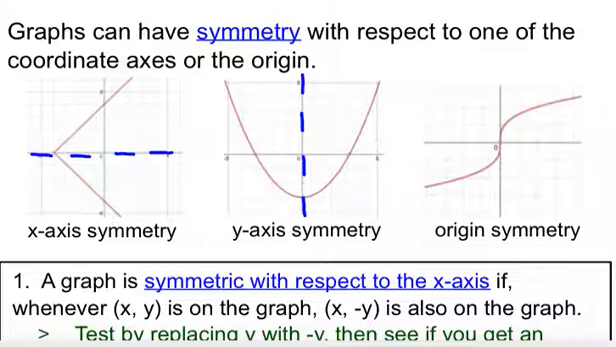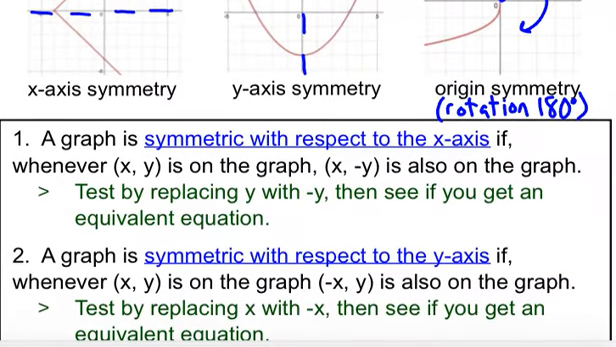Origin symmetry. I know you talked about this when you did transformations back in geometry, but you may have forgotten. Origin symmetry means it's symmetric about the origin. What this looks like is a rotation. Do you see how that's rotated 180 degrees? So these will look like a rotation of 180 degrees, but we call that origin symmetry.